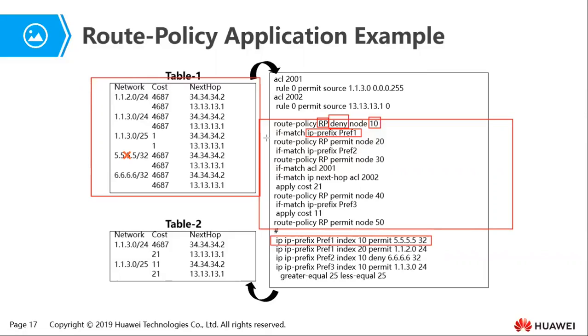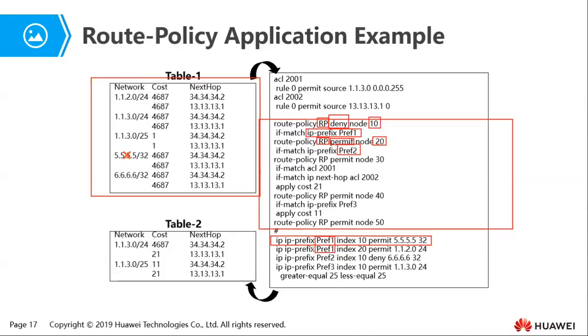So let's look at the next route policy. Same name. This time we have a permit clause, and it's node 20. So we're saying if match IP prefix pref2. So let's look at pref2, IP prefix pref2. Oh, sorry, and we have two pref1s. I also didn't mention that. Sorry, I hadn't seen that we have another pref1 here.